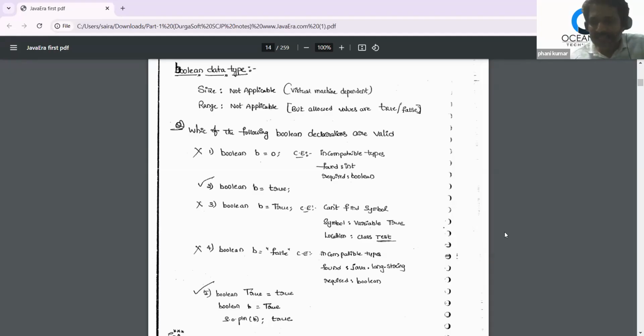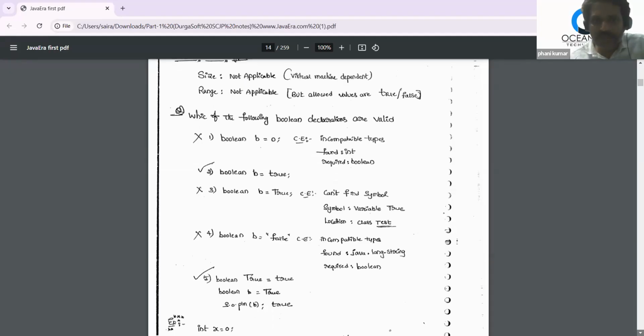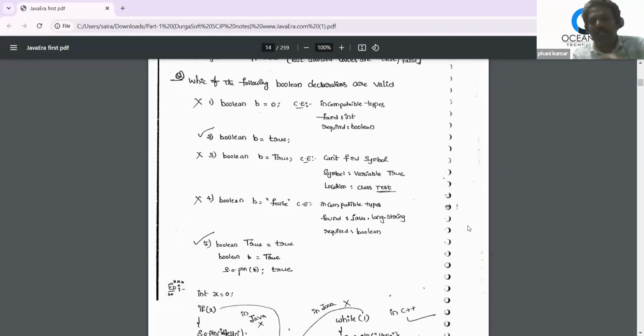Now I am assigning some values to the Boolean data type, which I would like to explain with some examples also here. First one is boolean b equal to 0. 0 is a value of numeric type, but Boolean is not a numeric type. Boolean is one special type. It stores only two values, true and false. But I am trying to assign one numeric value to Boolean type. If I am assigning like that, it says incompatible data types.